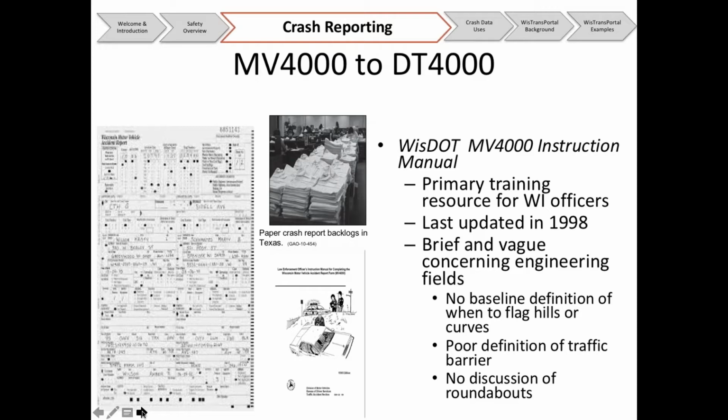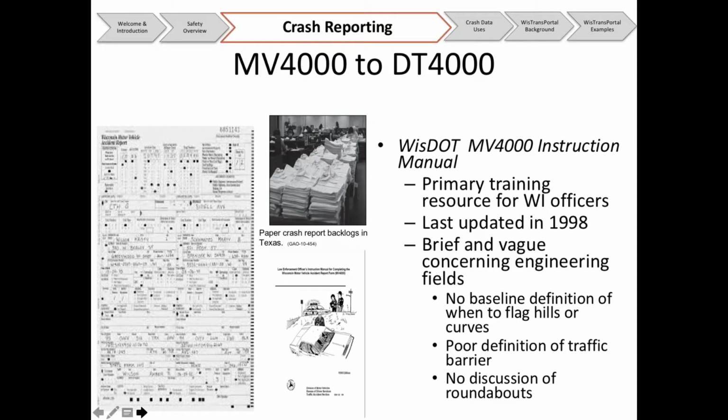2017. We also wanted to look at doing an instruction manual. So what we saw was that in the bottom right-hand side here, you can see this little picture of a vehicle and a law enforcement officer. That was primarily the training resource for Wisconsin officers. It was last updated in 1998.